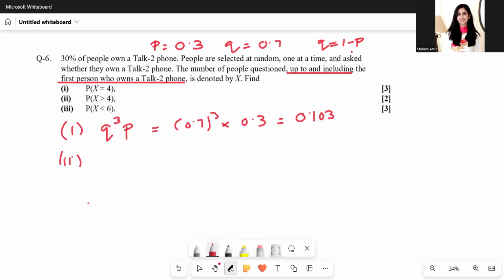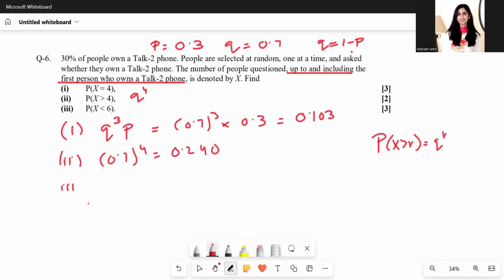Okay. Next is probability x is greater than 4. The formula for that is just q power 4. This is the actual formula. Probability x is greater than r is equal to q^r. So we're going to write q power 4, which gets us 0.240.